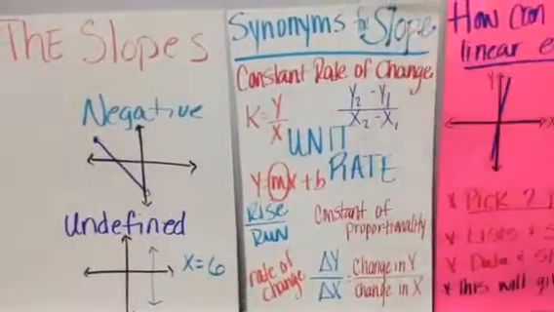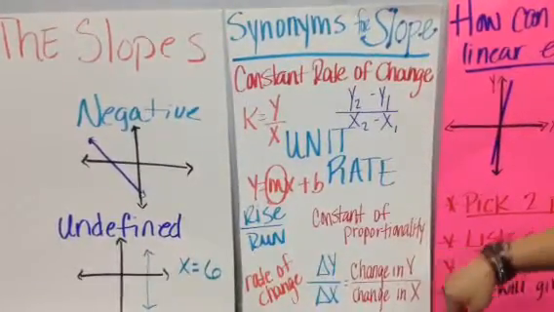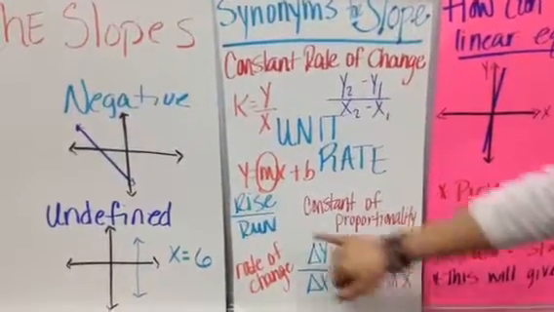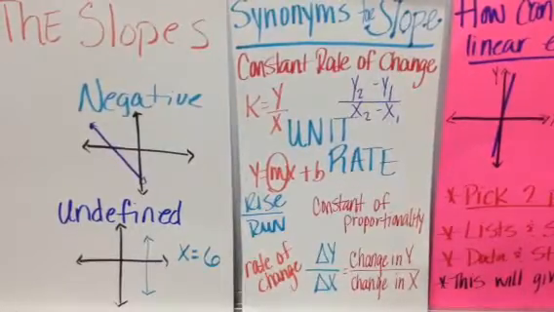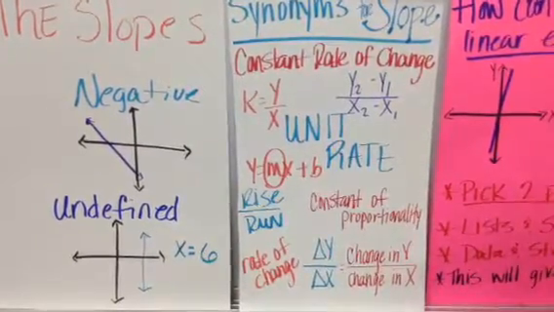Here's some synonyms for slope. Constant rate of change, unit rate, change in y over the change in x, rate of change, constant of proportionality. Here's some ways that you can actually find slope, okay? Don't forget we can also use our calculators, which we'll show you again here in just a second.